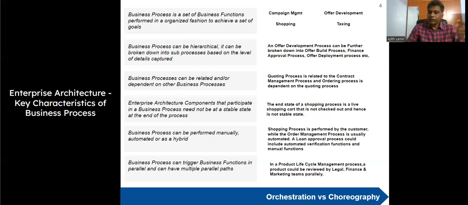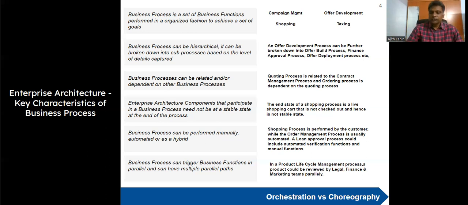Business processes can be performed manually or automated, or sometimes it could be a hybrid process where some of the functions are automated and some of the functions are manual. Business processes can trigger business functions in parallel. It need not always be sequential, so there could be multiple parallel paths in a business process. For example, if I'm looking at product lifecycle management, there could be multiple people looking at the product and going through their approval process in parallel.